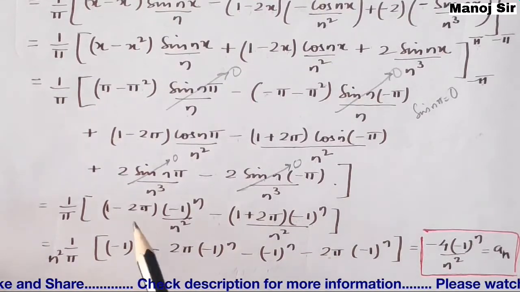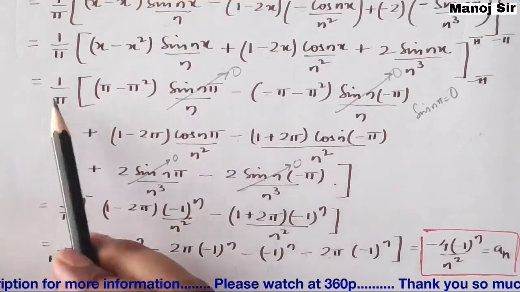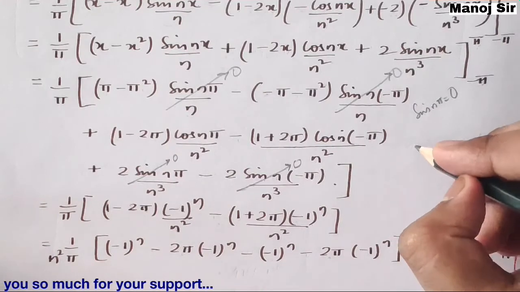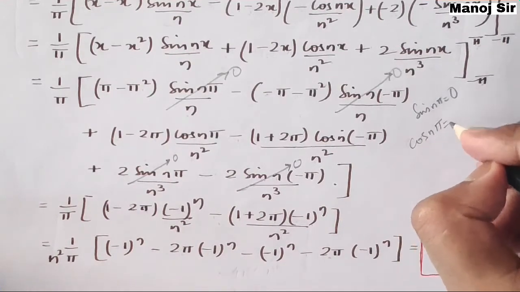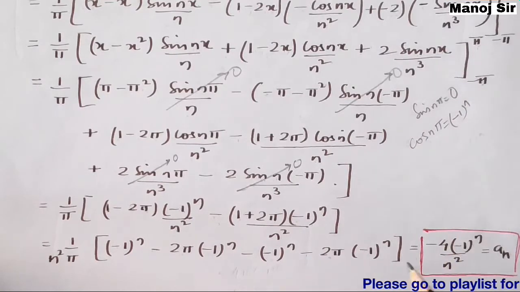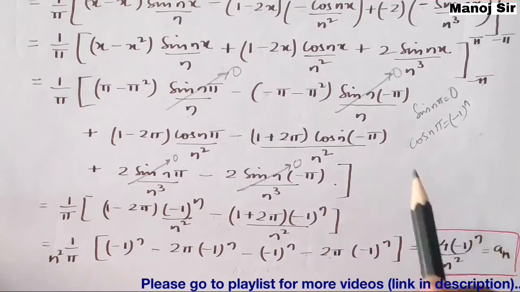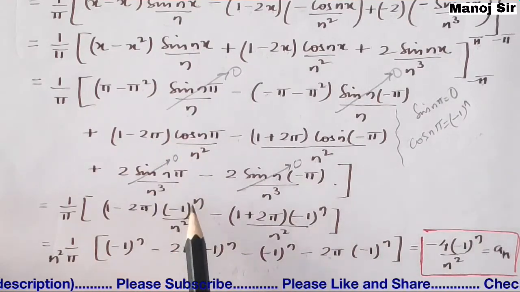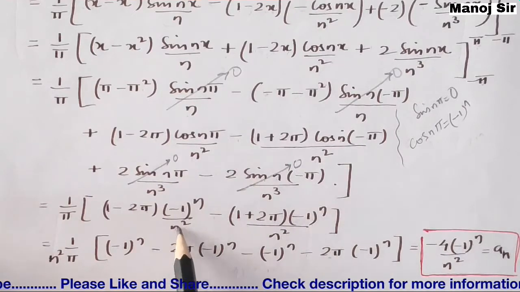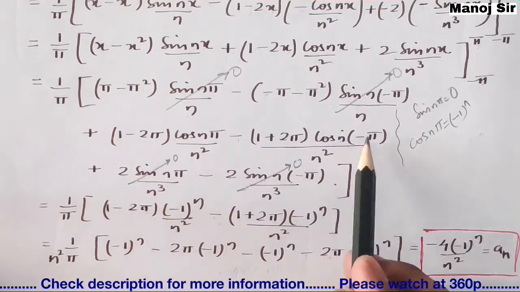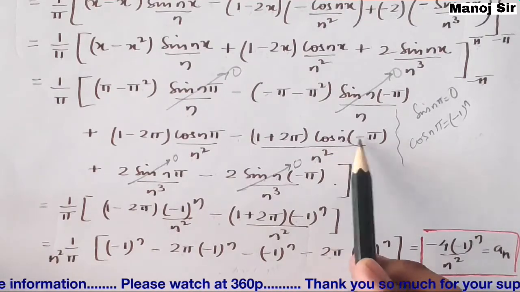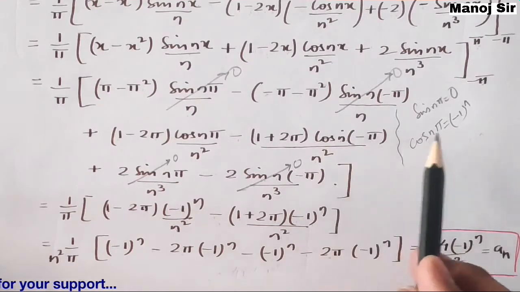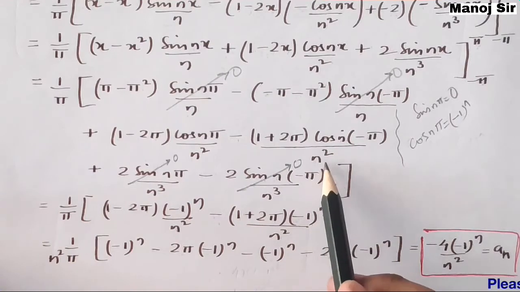Here you can see we have these two terms. So 1 upon pi is as it is. This term, that is 1 minus 2 pi, as it is. We know that cos of n pi is minus 1 power n. So this is going to be minus 1 minus 2 pi into minus 1 power n upon n square. Then this is minus 1 plus 2 pi. Again, we know that cos of minus theta is cos theta. So this is going to be cos of n pi, and we know that cos of n pi equals minus 1 power n, that is minus 1 power n upon n square.